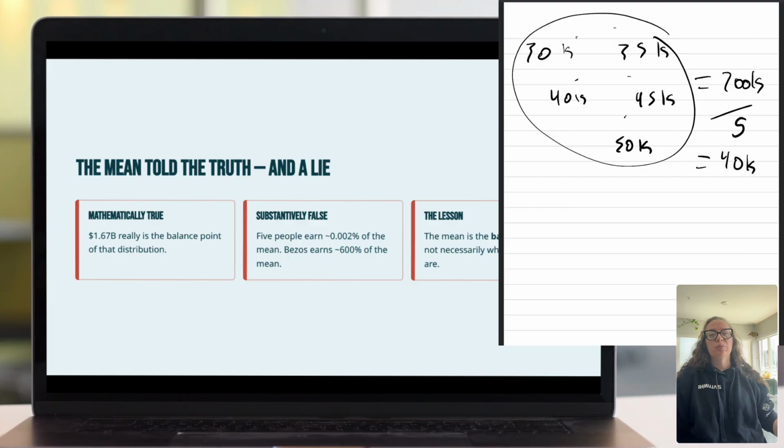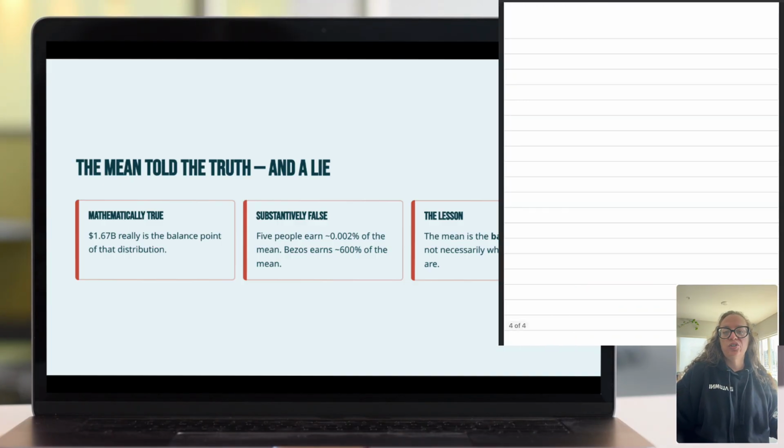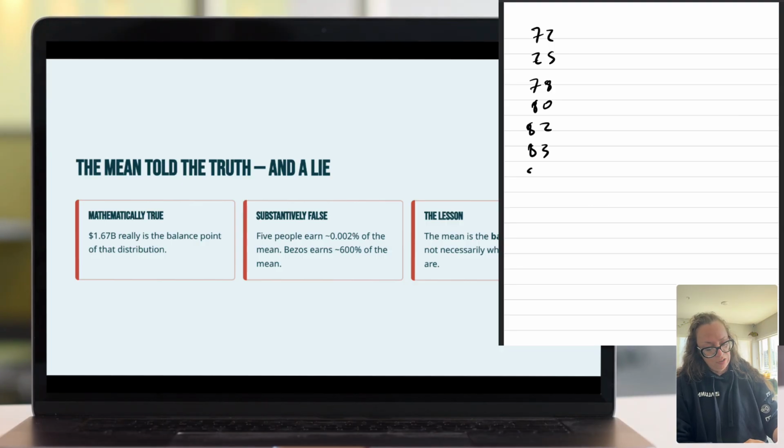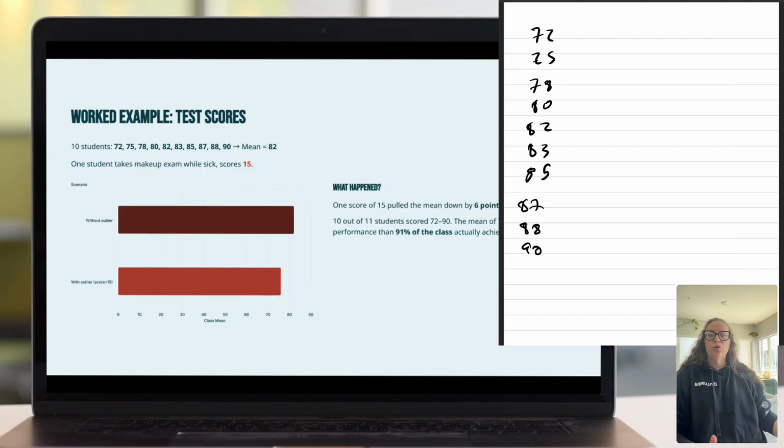Okay, let me give you another example to reinforce this point. So suppose 10 students took an exam and they got these scores. 72, 75, 78, 80, 82, 83, 85, 87, 88, and 90. Okay. So when we calculate the mean, you're going to sum all of these up. And I'll just do that for you. So that total is 820. That's the sum of X, right?